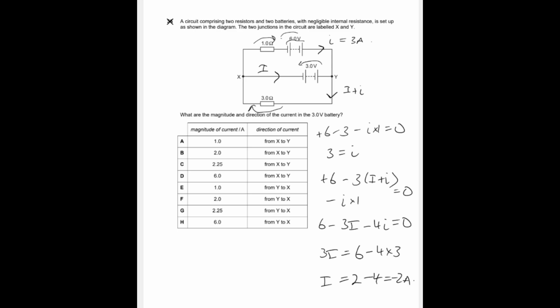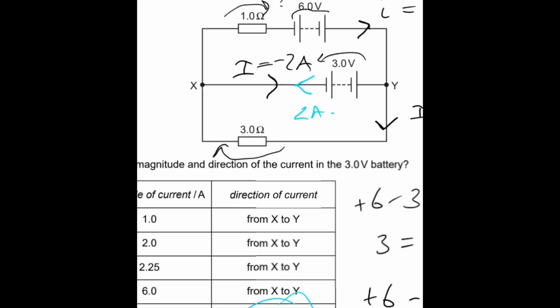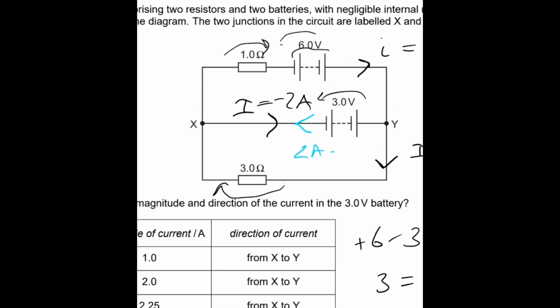So this is minus 2 amps. So what that means is that the current in here actually goes this way, and it's 2 amps. So the direction of the current is from Y to X, and it's 2 amps, so that's F. So these sorts of questions are actually very simple. All you need to do is apply the 2 Kirchhoff's laws. Around any closed loop, if you don't know the direction of the currents, just guess. Like I just randomly assigned these directions. Had no idea. In fact, I got this direction wrong.